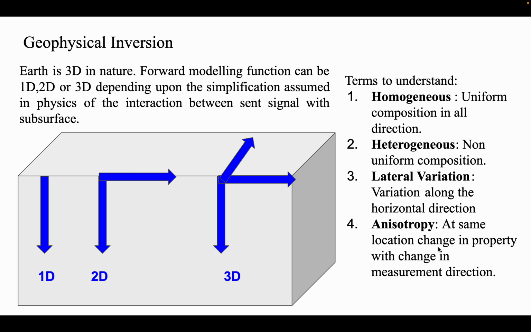Now anisotropy is when the property at the same location changes with respect to the direction in which I am taking the measurement. This happens a lot in mineralized zones, or in zones where the resistivity varies with direction of the mineral which is present in the subsurface. For example, if there is a crystal, you might have studied that in certain direction it is easier for the current to pass, whereas in an orthogonal direction it's more resistive for the current to flow.